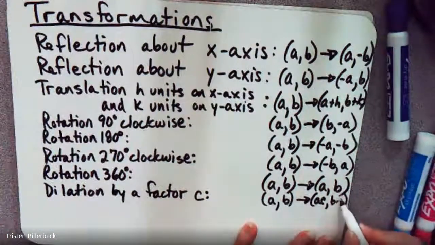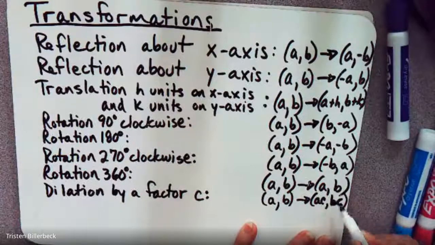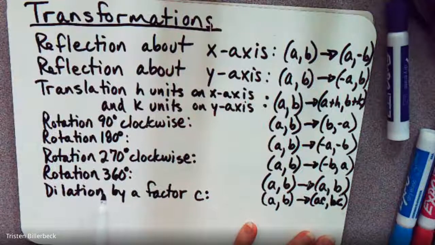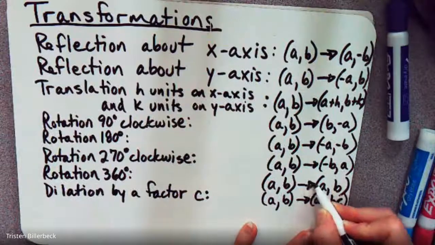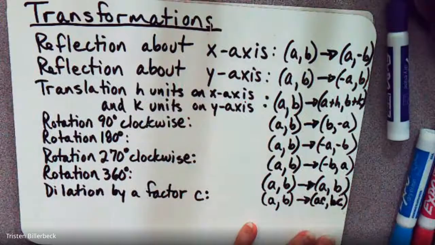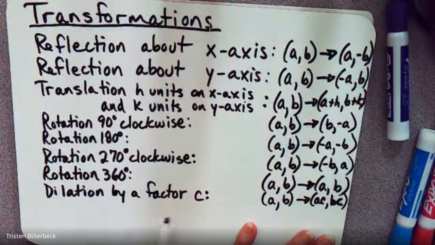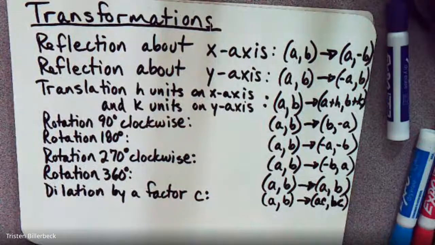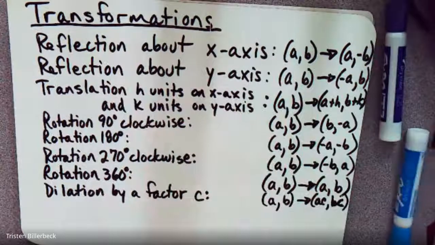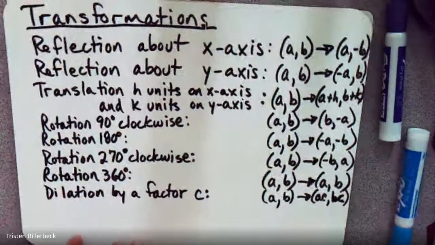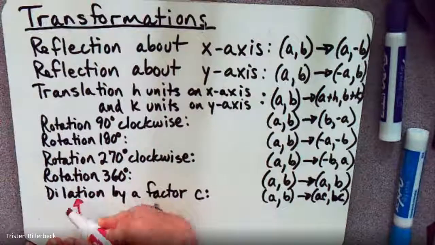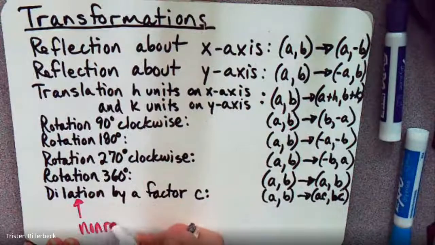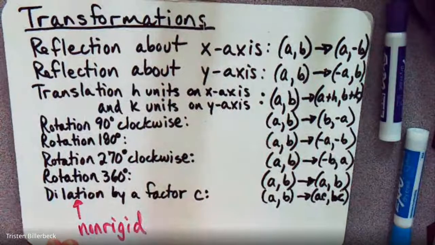I don't want you to lose a rule there. Okay, and then rotation 360, that's silly. That's silly, Miss Billerbeck. (A, B) is just (A, B). And then a dilation by a factor of C is (A, B) becomes (AC, BC). So there you have it. These are all the transformations. The only one of these transformations that is not rigid is this one. This is non-rigid. Everything else is a rigid transformation.